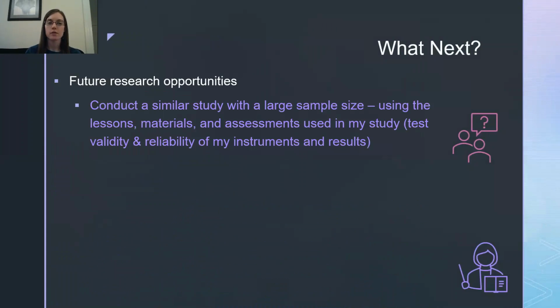So where do we go from here? There's a lot of future research opportunities, first and foremost, using a larger sample size with the same lesson materials and assessments, so that we could test the validity and reliability of my instruments and results, and kind of just have that opportunity to do the study with a lot more participants.